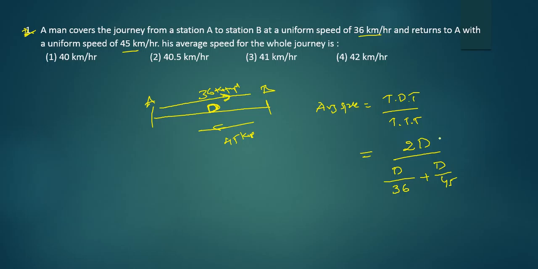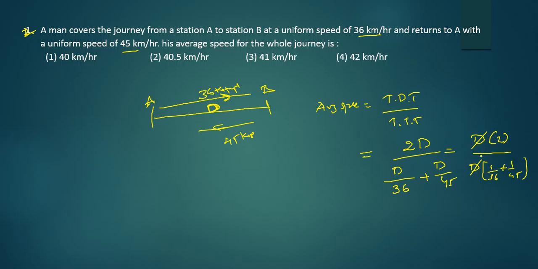What most of the students are doing in the exam is simply cancelling d. So here, instead of cancelling d, see what happens. In the denominator, if I take d common, you will get 1 by 36 plus 1 by 45. See here, anyhow d and d will get cancelled, you will get this value. You have to do this calculation.